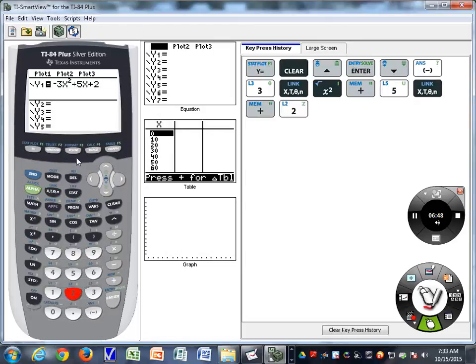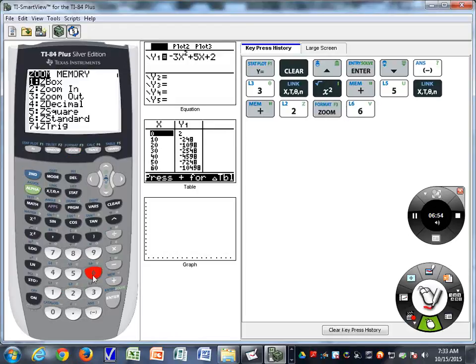Then before I go to the graph, because my plot was on, my window's probably crazy, so I'm going to go to zoom and choose standard and see if I can see the parabola in the standard window. Okay, and I can. There it is. All right. Now, I didn't do something correct. There's no shading on this graph.